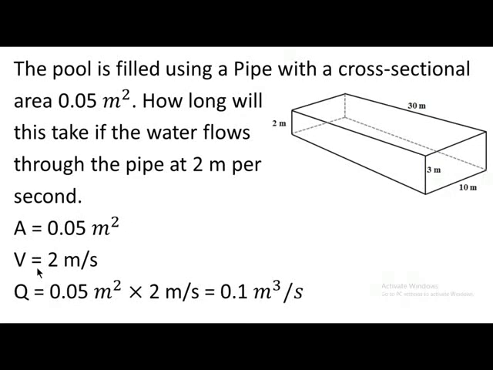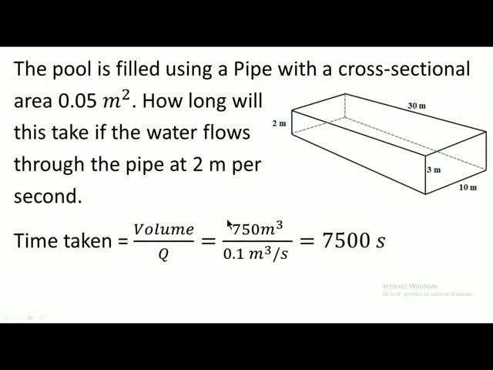The discharge or the flow rate is the velocity multiplied by the cross-sectional area. So 2 multiplied by 0.05 meter square is equal to 0.1 meter cube per second. This is the discharge or the flow rate. Now, how many minutes will it take to fill the swimming pool?